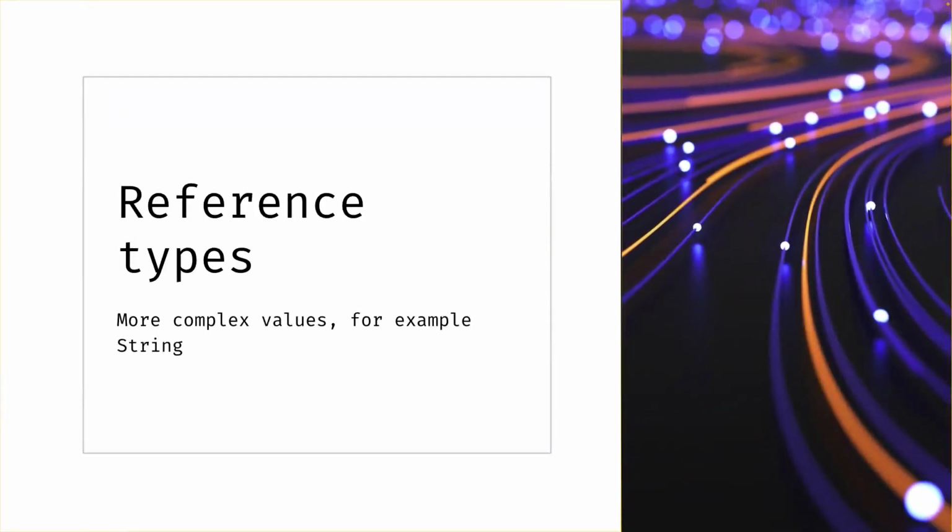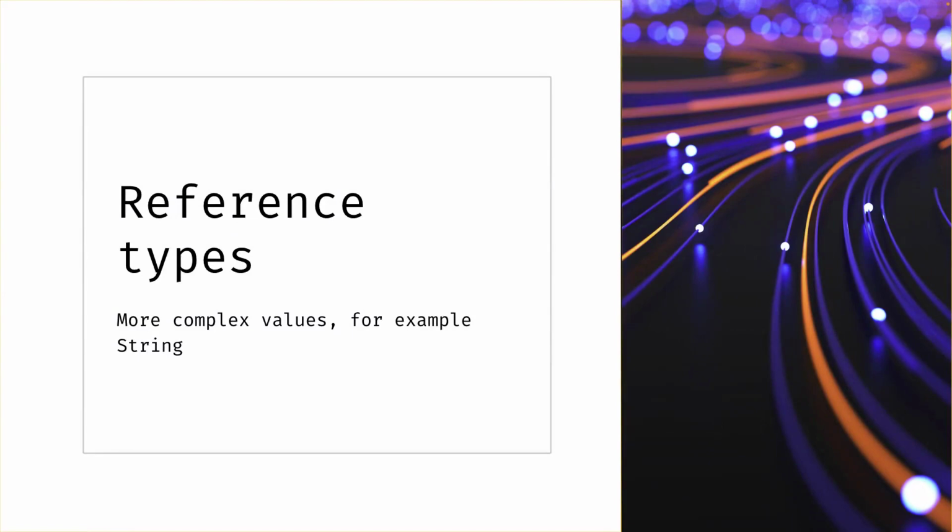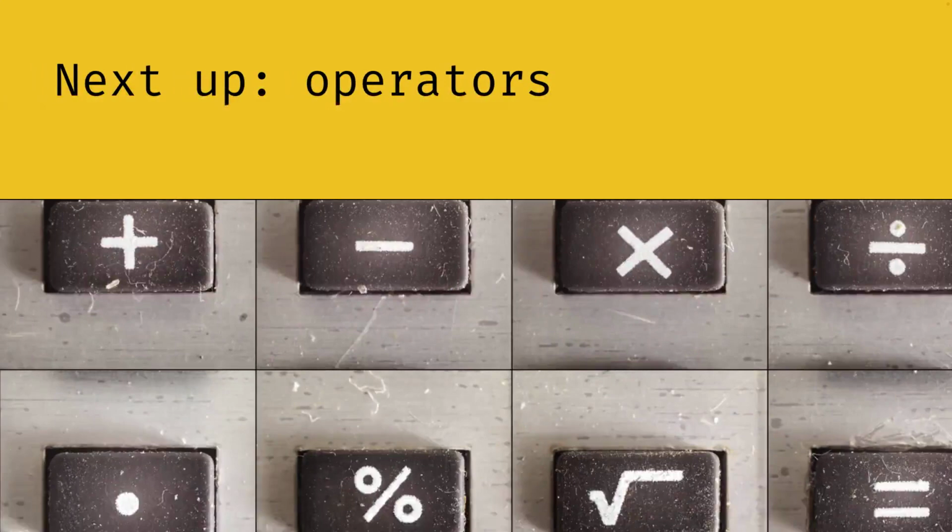There are different types for variables as well, reference types. One of these built-in reference types that we use a lot is string. String is used for storing text, and we'll have a look at it soon. First, we're going to have a look at what we can do with these primitives. We're going to be talking about operators.